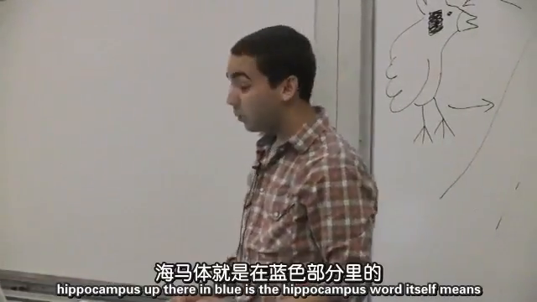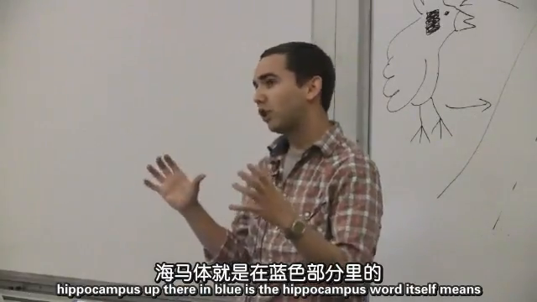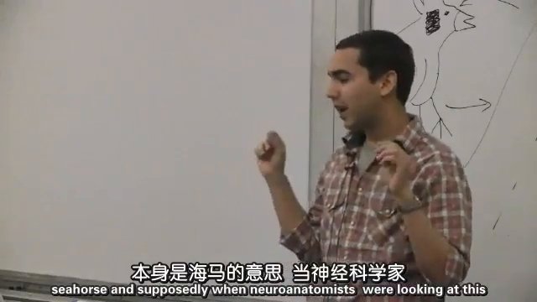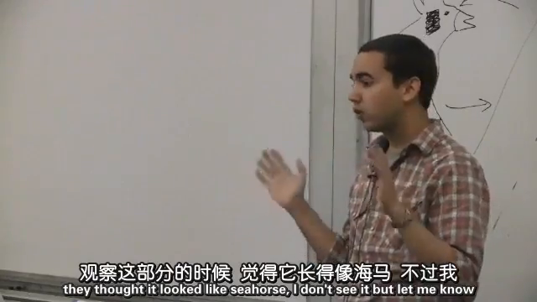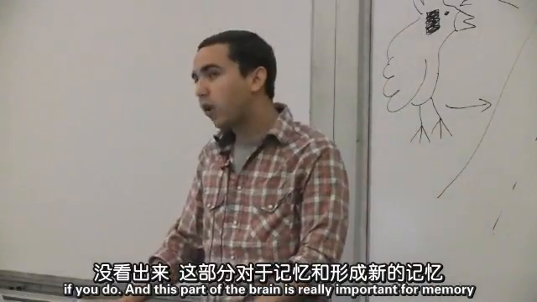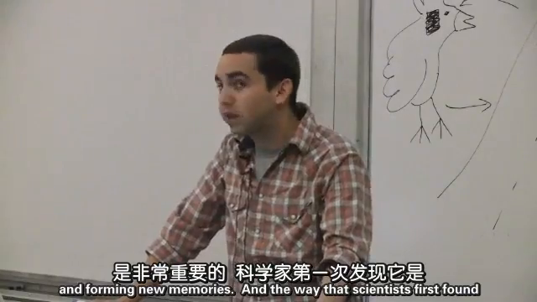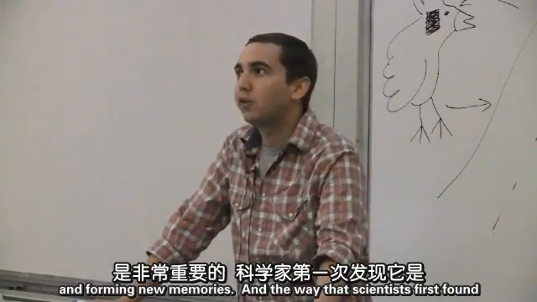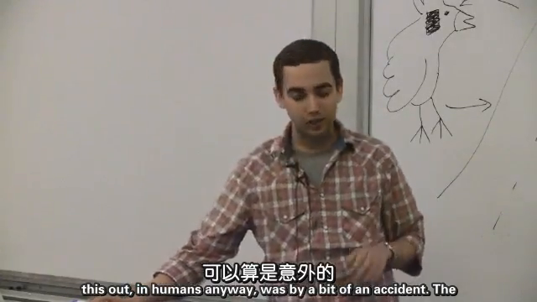So the hippocampus up there in blue is, well, the hippocampus word itself means seahorse. And supposedly when neuroanatomists were looking at this, they thought it looked like a seahorse. I don't see it, but let me know if you do. And this part of the brain is really important for memory and forming new memories. And the way that scientists first found this out, in humans anyway, was by a bit of an accident.